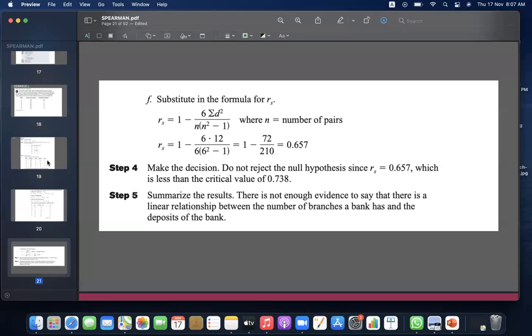Step 4, we have to make the decision: do not reject the null hypothesis, since rs is equal to 0.657, which is less than the critical value of 0.738. Step 5, we summarize the results. There is not enough evidence to say that there is a linear relationship between the number of branches a bank has and the deposits of the bank.